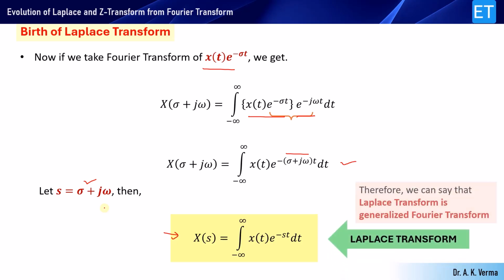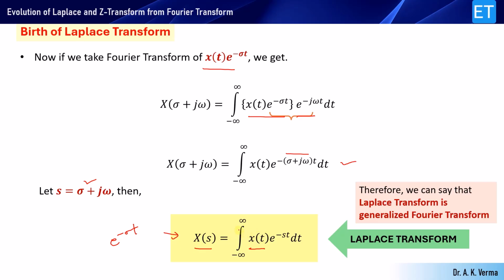Therefore I can say that the Laplace transform is a generalized form of the Fourier transform. As it shows, all types of x(t) can now be converted into X(s), whether x(t) is constant or increasing with time, since I have multiplied it with e power minus sigma t. So it means the integral will definitely converge for all types of x(t). So this is the generalization of the Fourier transform, and we are getting the Laplace transform for continuous time signals like this.